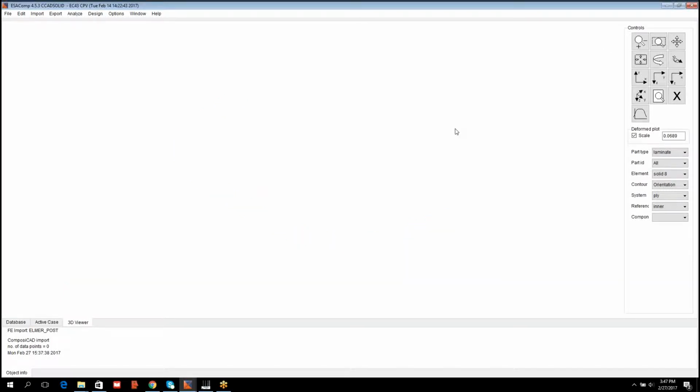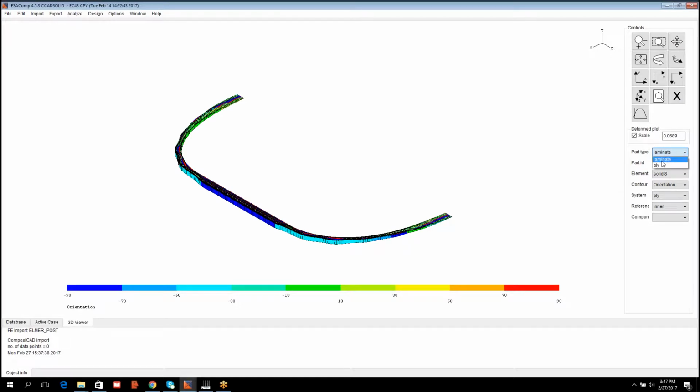Now we look at some strain and stress results. I switch the part type to apply. We look at the results for all element types. Result contour is strain, in the laminate coordinate system, at the inner surface of the element and in the hoop direction.